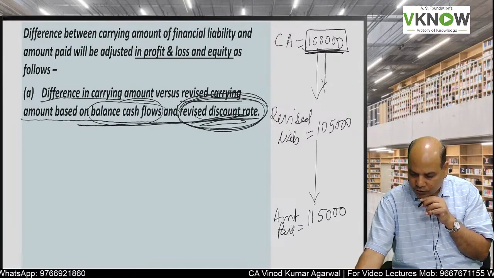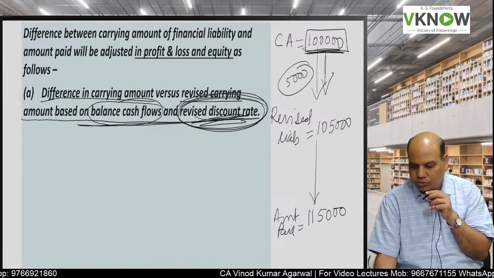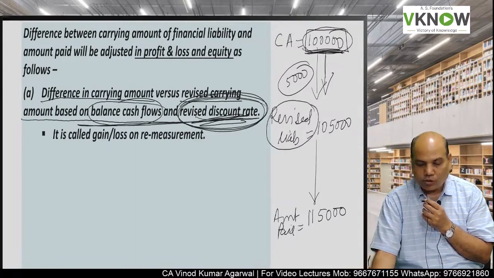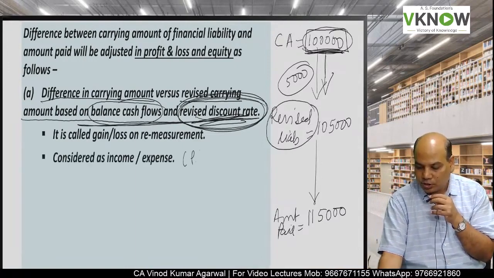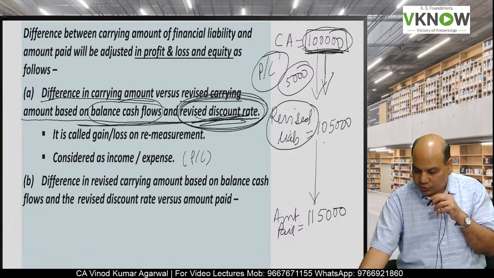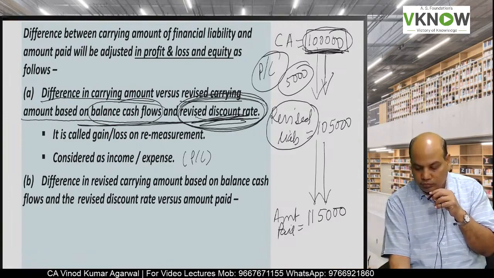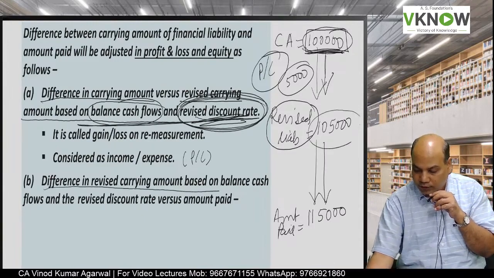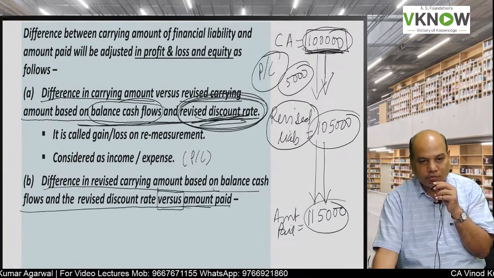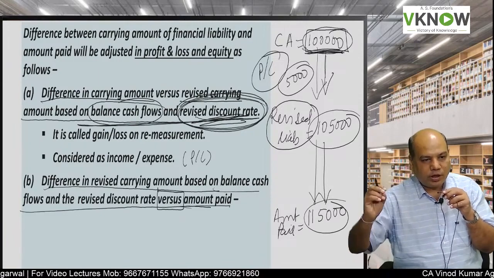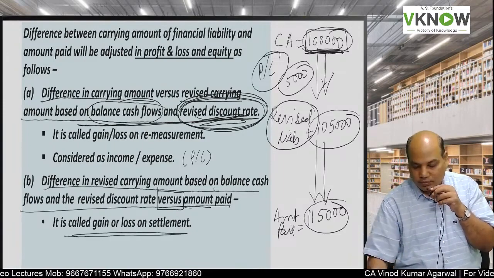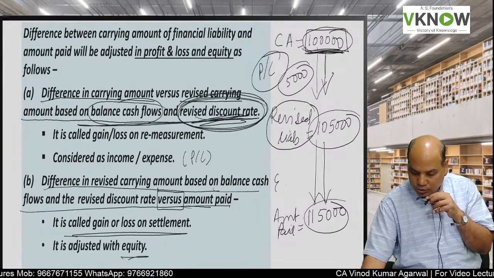So this difference of 5,000, what will I do? This difference of 5,000 is the gain or loss on remeasurement of liability, and it will be transferred to P&L account. But what about this difference, 1,05,000 and 1,15,000? Difference between the revised value of liability and the amount paid is called gain or loss on settlement, and it will be adjusted within equity.